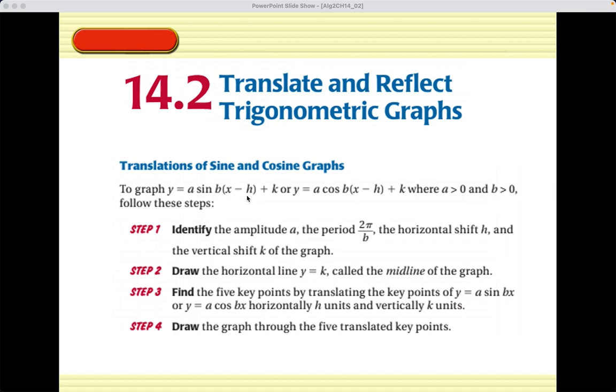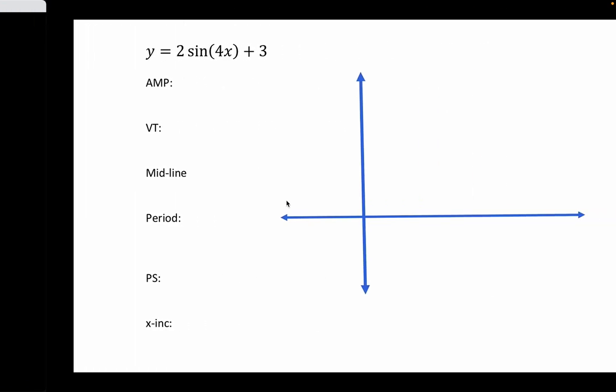This H represents the phase shift or the horizontal translation, and the K on the outside represents the vertical translation. Also gives us the equation of the midline. Okay, what we want to do is identify those things and also an x increment, which is dividing the period by 4. Let's start with one of these guys.